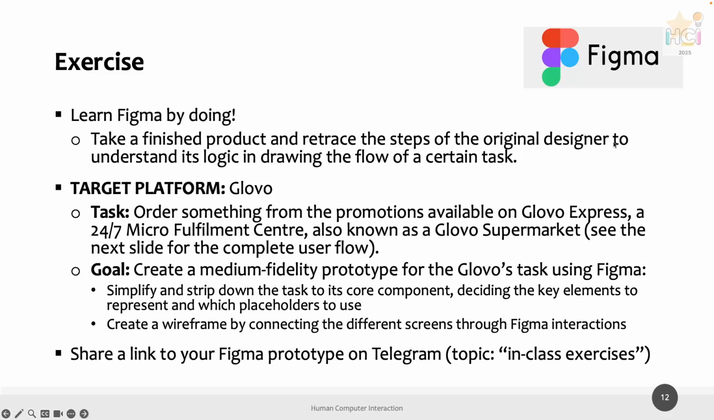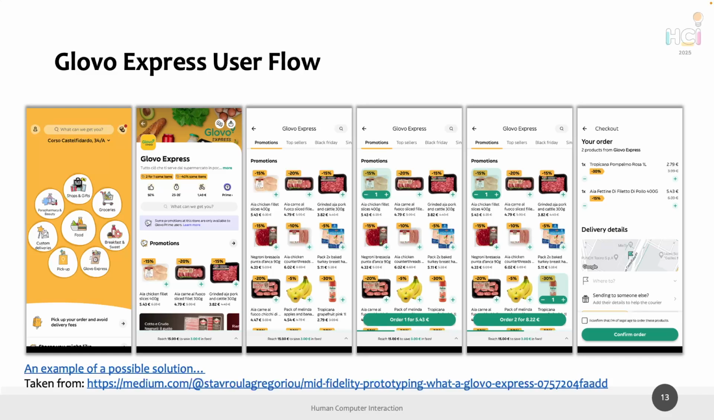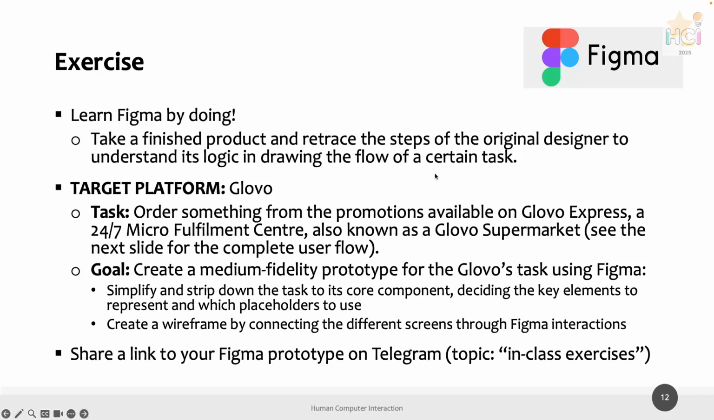And our target platform for today is Glovo. I know you know it. And we also have a task and a flow to implement, and I will show you the screenshots in a minute. And the goal is to create a medium fidelity prototype of this specific Glovo task using Figma. Of course, we do not have much time, so there are a lot of screens here in this flow. So I suggest you start with maybe 2 connected screens, and then if you have time, you can continue.